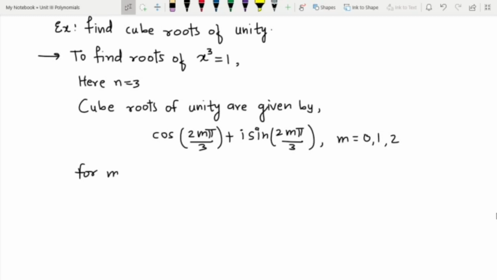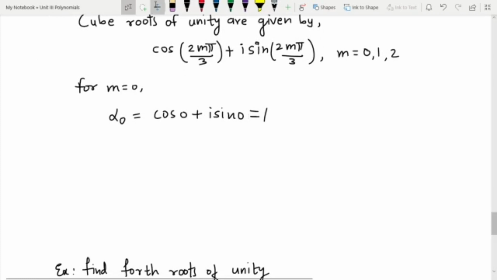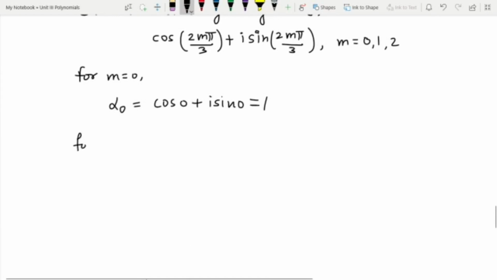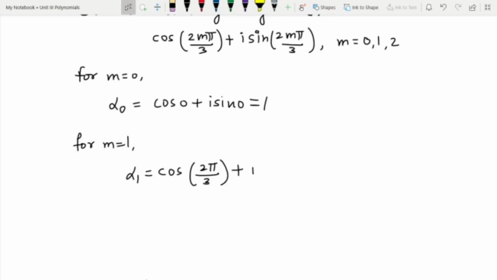So for m is equal to 0, what will be your alpha 0? It will be cos of 0 plus i sin 0, and it is going to be 1 only as done before. Now if you put m is equal to 1, you are going to get alpha 1. Now this is a little bit challenging. So for m is equal to 1, alpha 1 will be cos of 2 pi upon 3 plus i sin 2 pi upon 3. So how to find this value? That is the question.